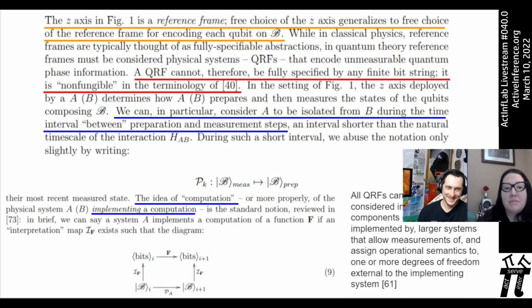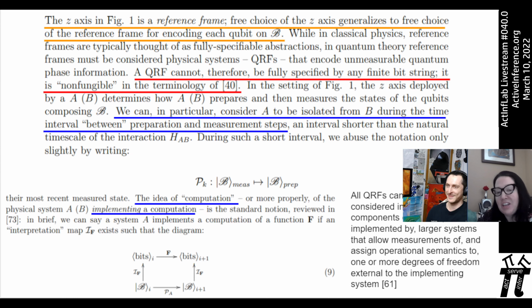So here they talk about the z-axis in figure 1. I should have pasted figure 1 in here. They say that the z-axis is a reference frame. Free choice of the axis generalizes the free choice of the reference frame, encoding each qubit on the holographic screen B, right? And the part in red, looking forward to unpacking: a QRF cannot therefore be fully specified by any finite bit string. It is non-fungible in the terminology of citation 40. It's the quantum ActInf NFT crossover that we all needed. We have it, but we need to explore it and find out what it means. Super cool.